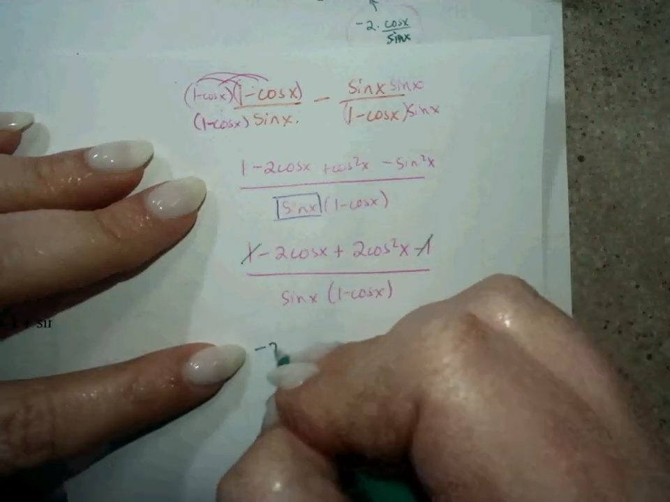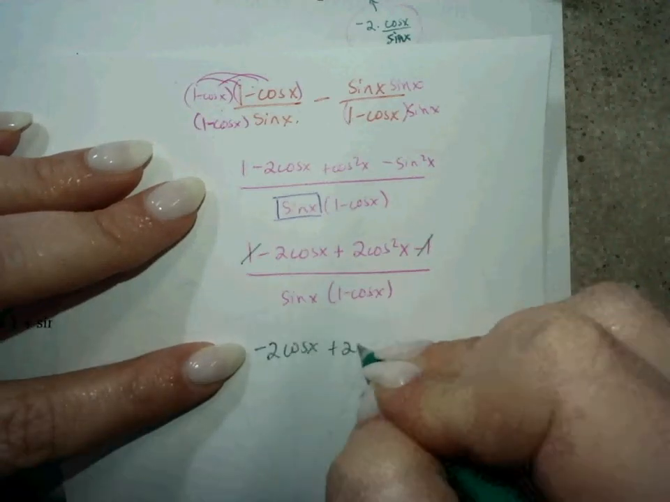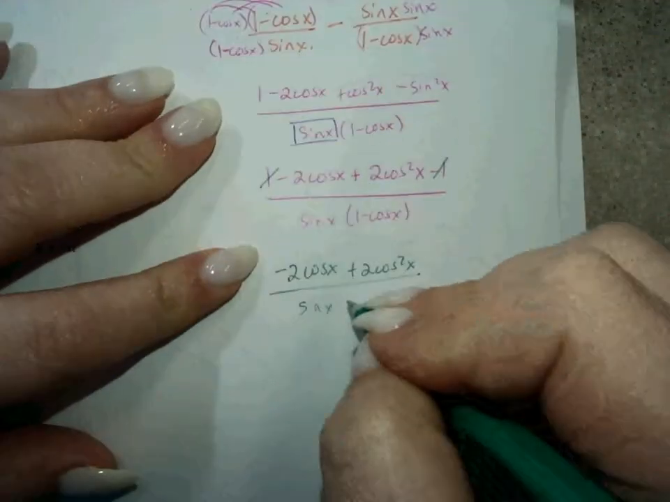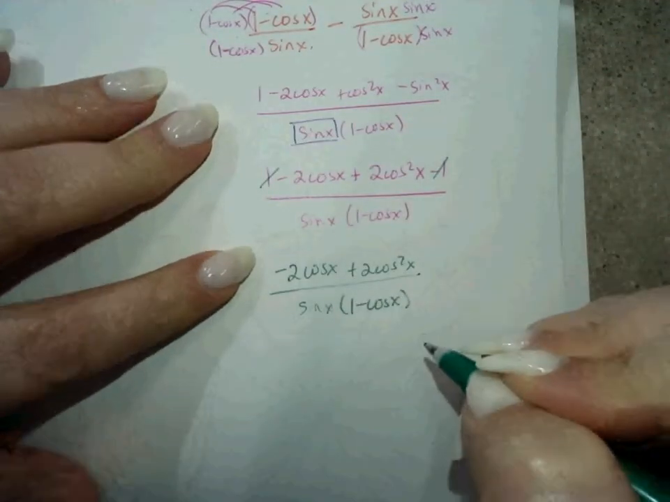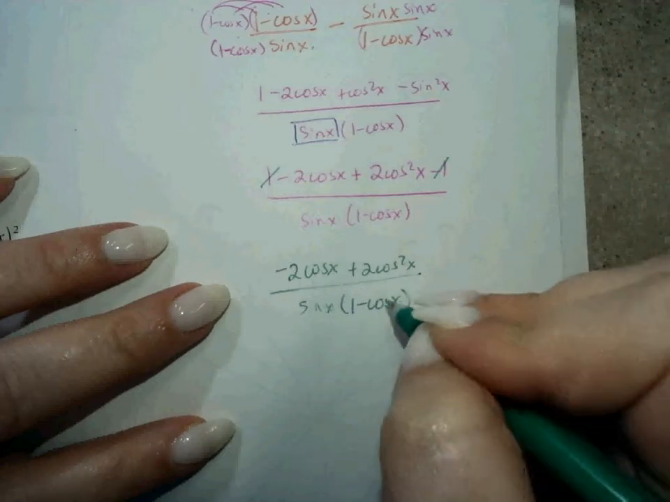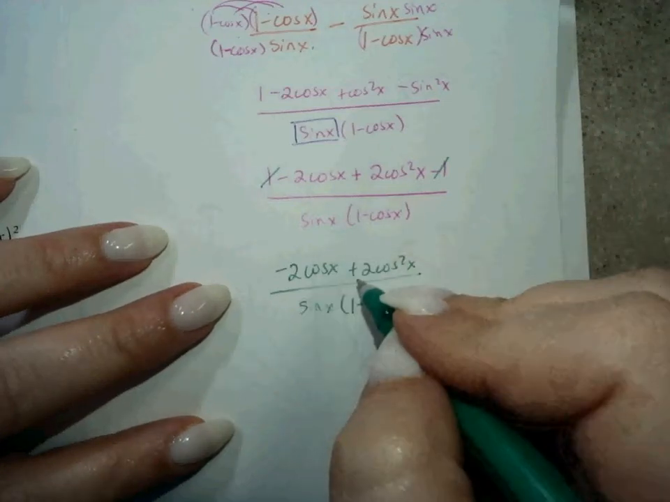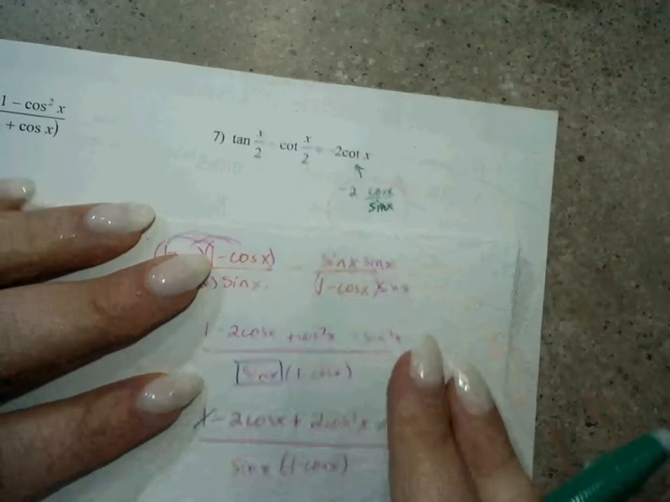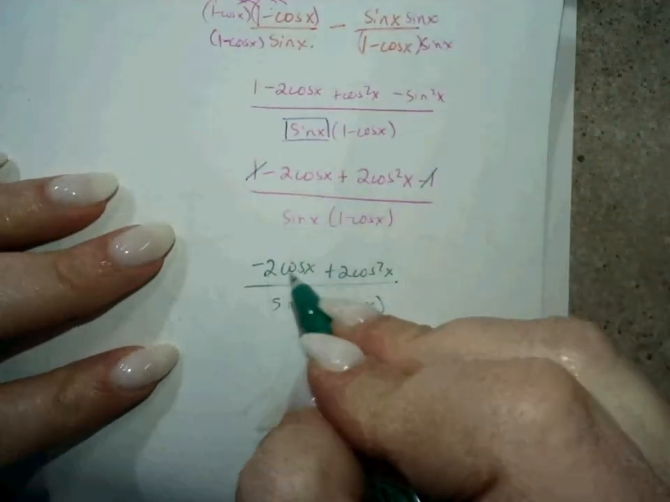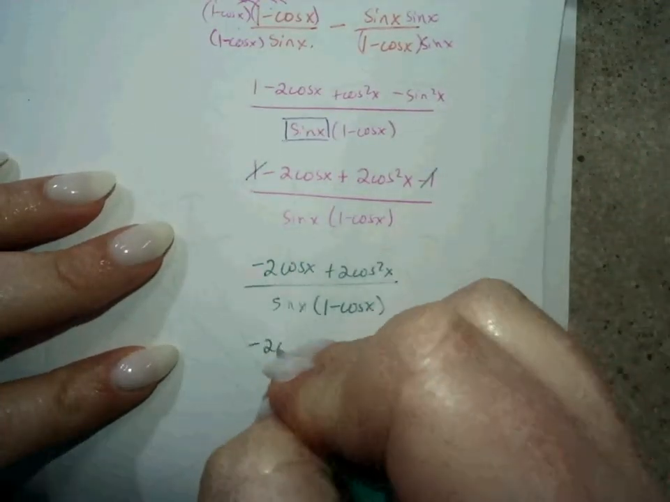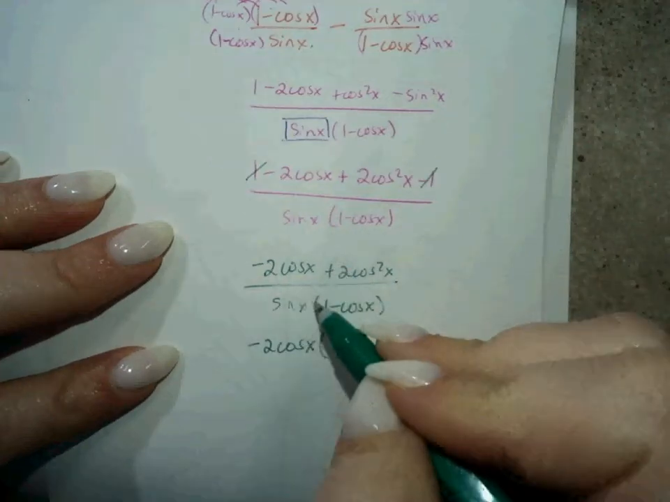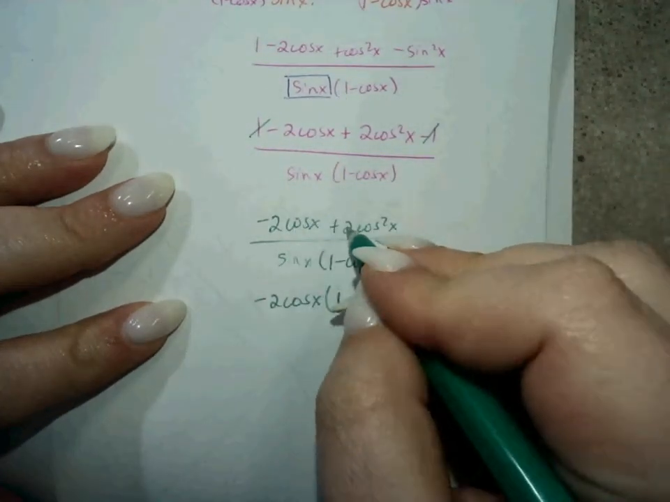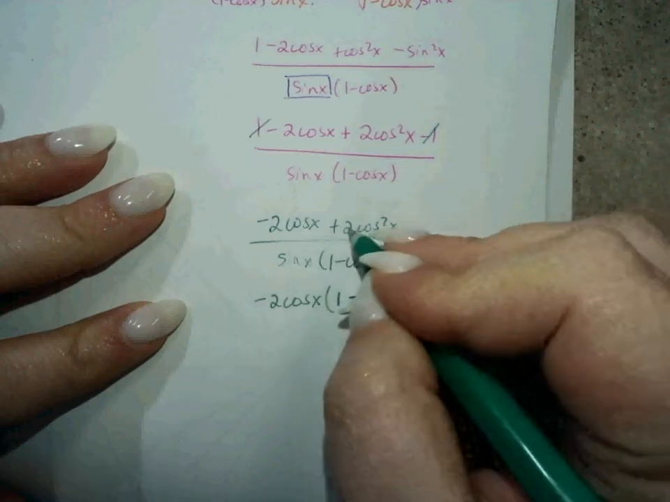No, I'm not. Okay. So negative 2 cosine plus 2 cosine squared over sine times 1 minus cosine. Okay, I know I need my 1 minus cosine to go away, and I notice that in my numerator. Remember, my goal is negative 2 cotangent, which is a negative 2 times a cosine. If I were to factor out a negative 2 cosine, so remember, factoring is like dividing. Negative 2 cosine divided by itself is 1.